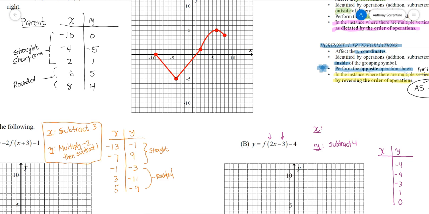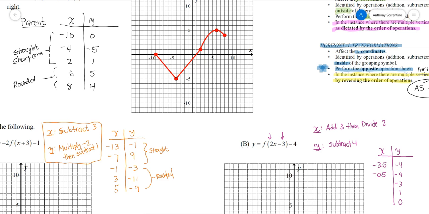So the first thing I would do for the x's is add 3. And then after doing that, I'm going to divide by 2. So when I look at this, I'm going to go to negative 10. I'm going to add 3. That gives me negative 7. Divide by 2 is going to give me a negative 3.5. I can write it as negative 7 halves as well. Negative 4, I'm going to add 3. I'm going to get negative 1. Divided by 2, I'm going to get a negative 1 half or a negative 0.5.